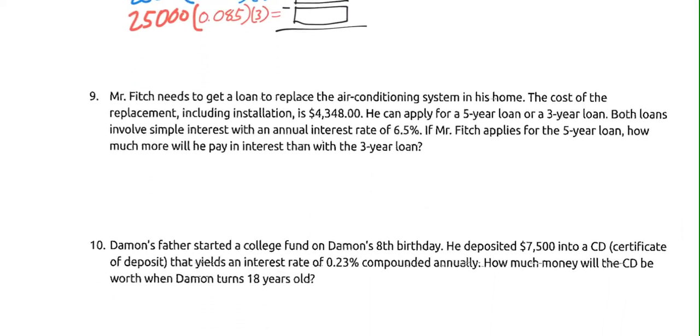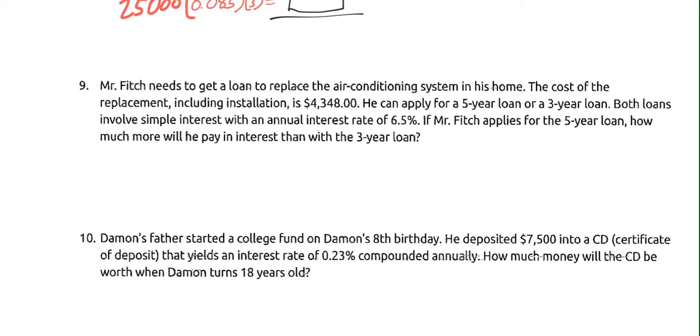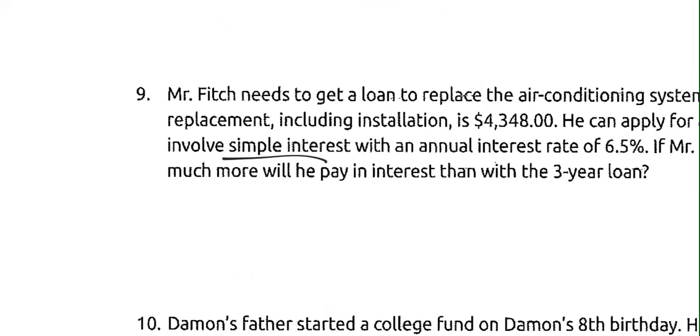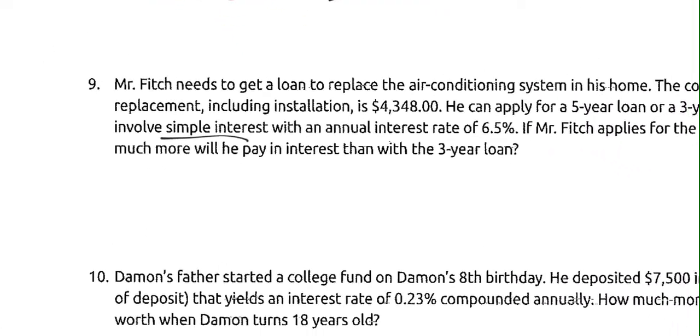On to number 9. Mr. Filch needs to get a loan to replace the air conditioning system in his home. The cost of the replacement, including installation, is $4,348. He can apply for a 5-year loan or a 3-year loan. Both loans involve simple interest, which is awesome because that's much easier to work with, with an annual interest rate of 6.5%.